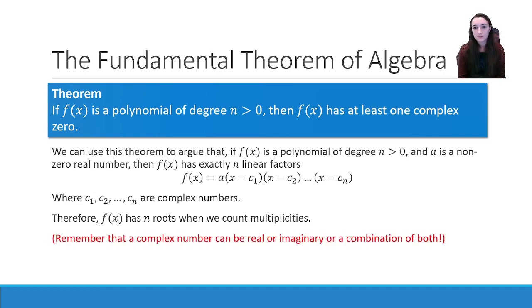So remember that a complex number can be real or imaginary, or a combination of both. Just because I've written it as if there's a whole bunch of complex numbers, complex numbers can involve both, can involve i or not involve i. Now again, I'm sort of introducing complex numbers here without having really talked about them before. So if you don't remember how complex numbers work, I suggest going back and reviewing chapter 2.1 that covers complex numbers.